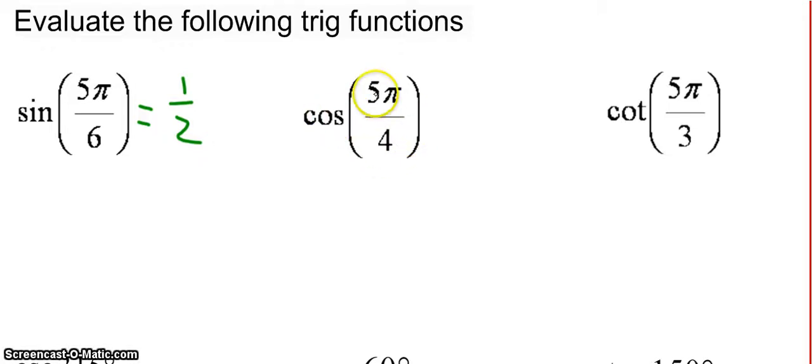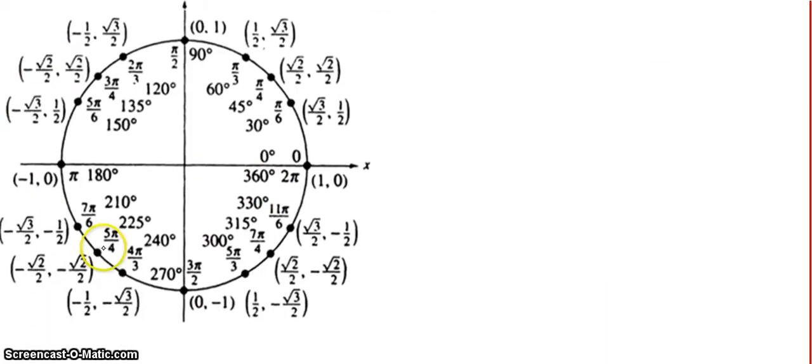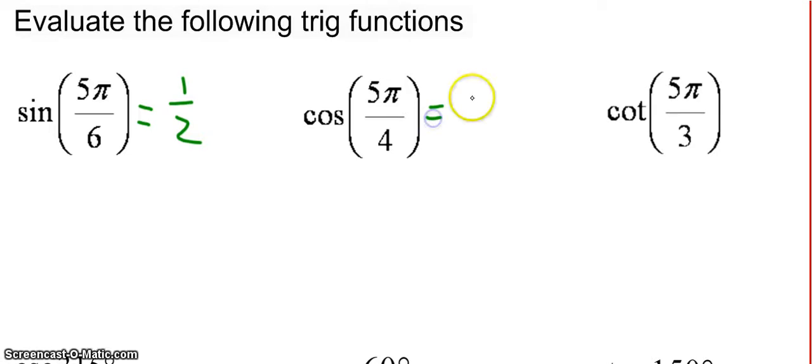Cosine of 5 pi over 4. What is that? Alright, so let's look back at our unit circle. Where's 5 pi over 4? Good question. Glad you asked. Third quadrant. Cosine. How does cosine relate? Cosine is the x-coordinate. The x-coordinate is negative root 2 over 2. So the cosine of 5 pi over 4 is negative root 2 over 2.